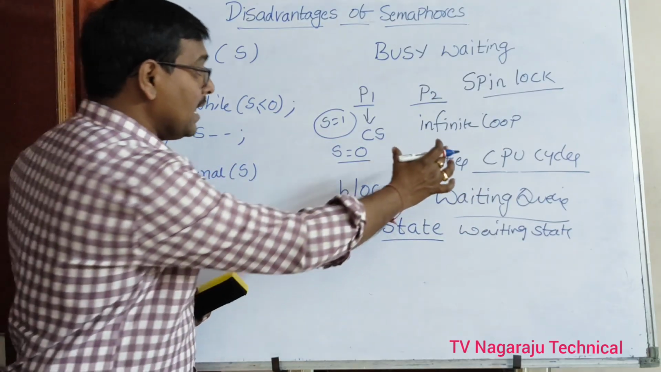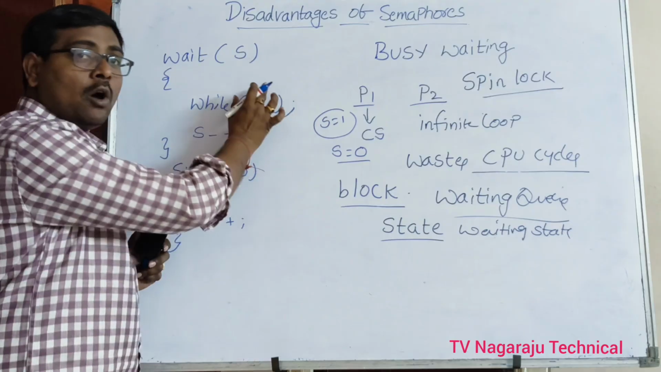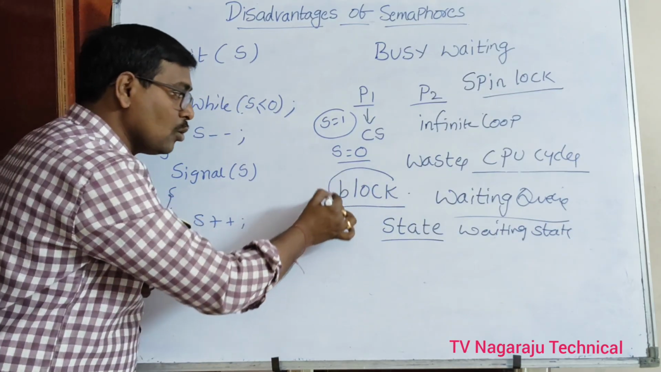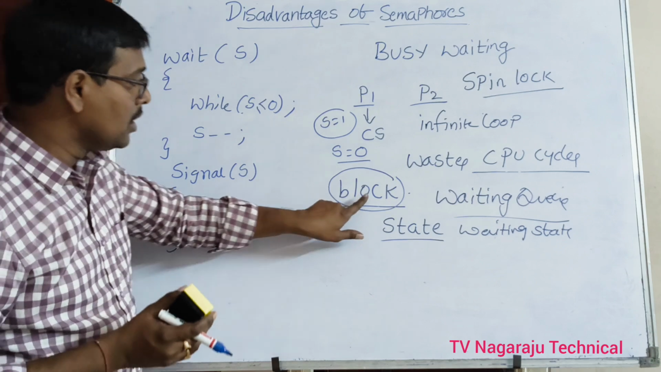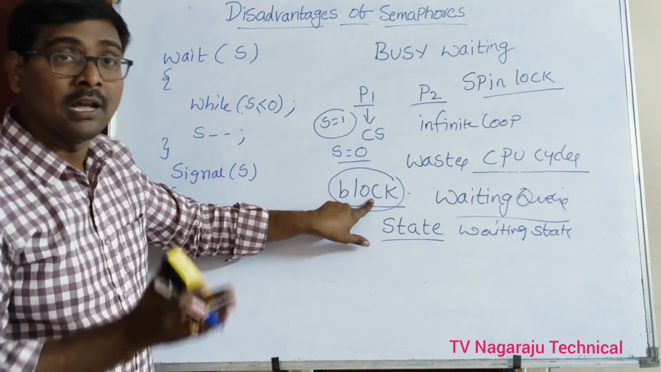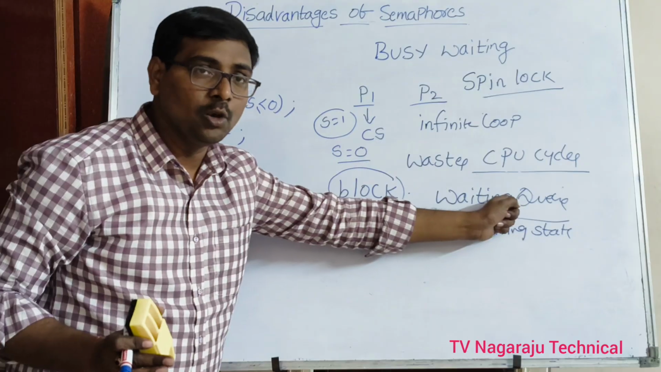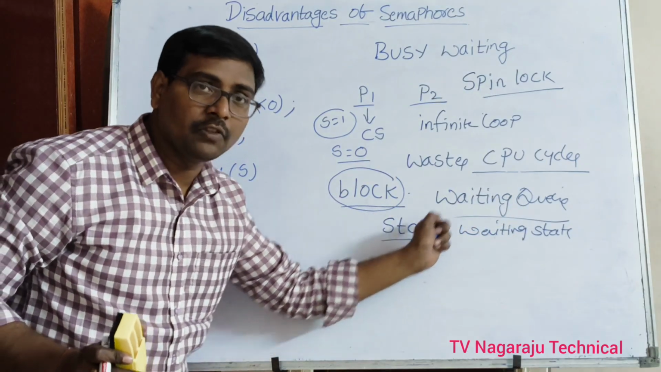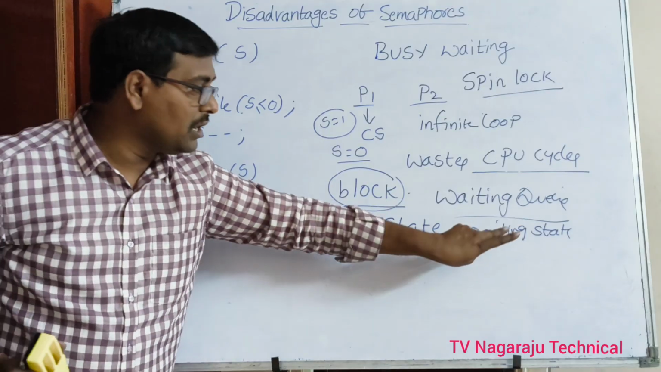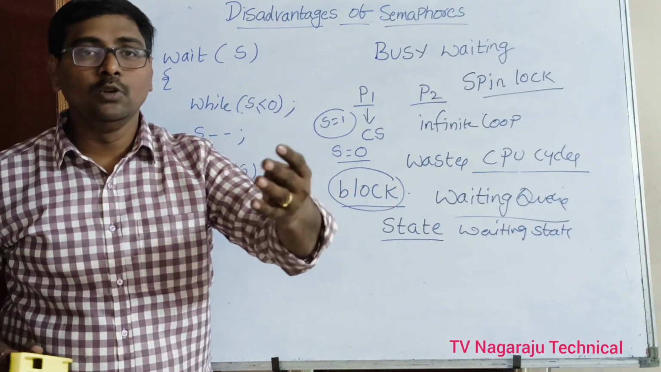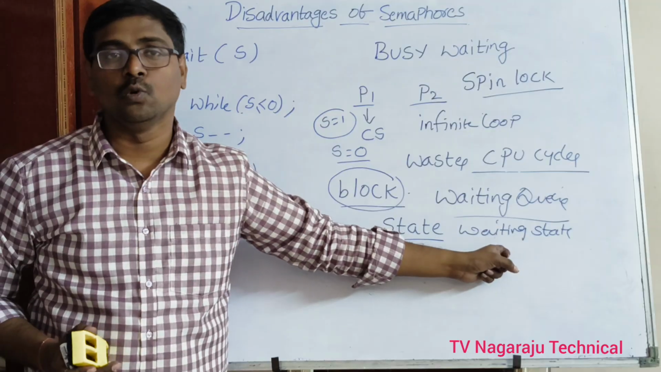Clear the point? Instead of looping here, simply block the process. This is the solution to the busy waiting. Blocking, in the sense, means placing that process into the waiting queue and converting the state of the process into the waiting state, which means the CPU is free from that process. The CPU scheduler allots the CPU to some other processes in the waiting queue.